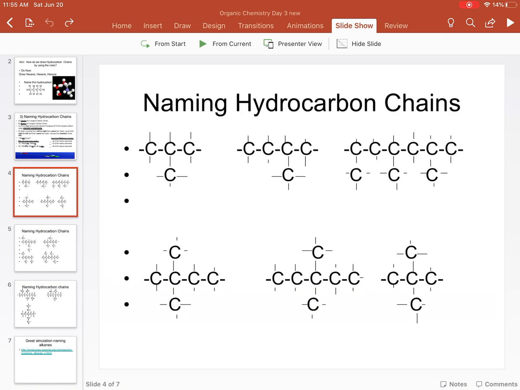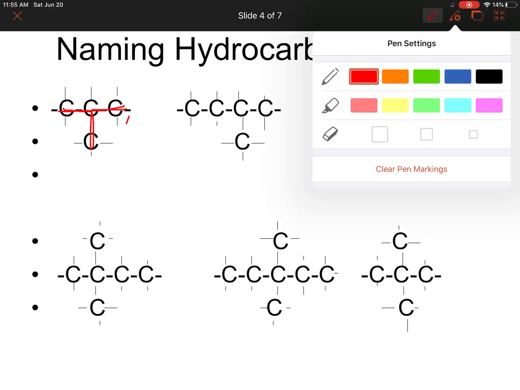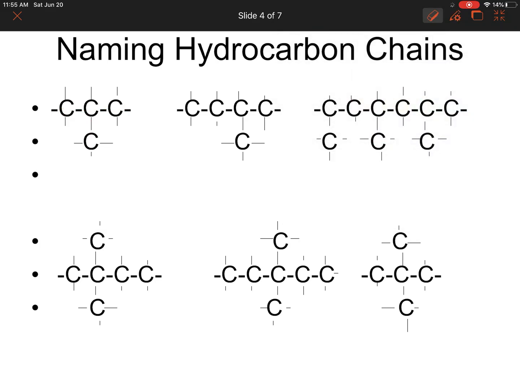Let's actually do some practice problems here. Name the hydrocarbon chains. Find the longest carbon chain. Now we can either do 1, 2, 3 across, or 1, 2, 3 down. Either way is fine, because the longest carbon chain is still a 3-carbon chain. So let's just go across here. 1, 2, 3. Let's name that. Let's call it propane. We'll write it twice. As you get better, you only have to write it once.